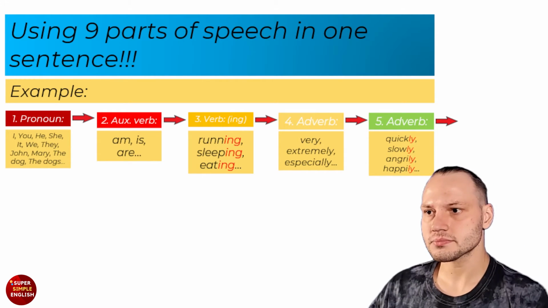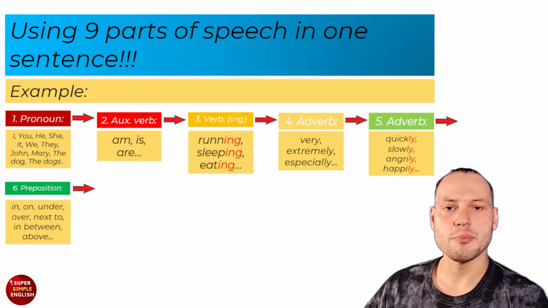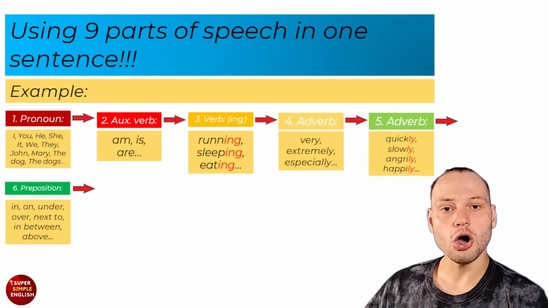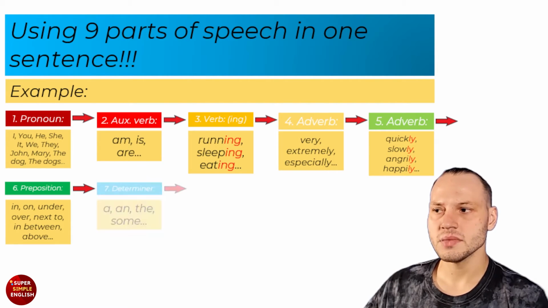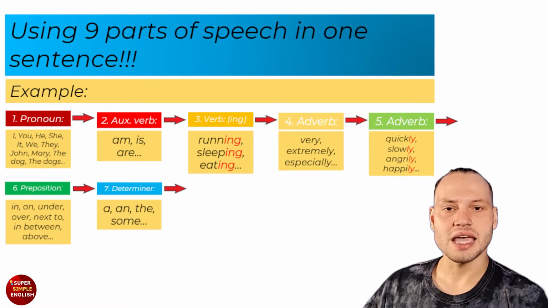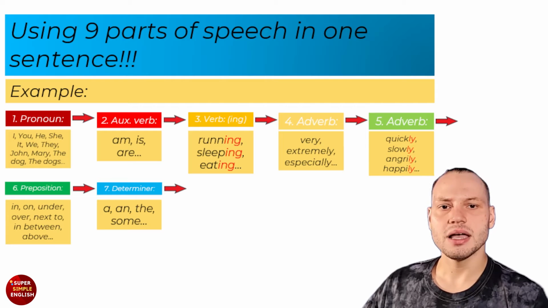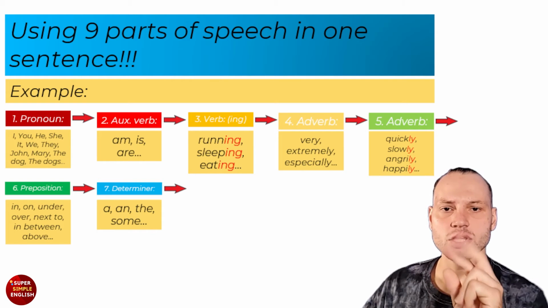Okay? After that, we put a preposition in the sentence. A preposition shows time or place. Today's prepositions show place. In, on, under, over, next to, in between, or above. After your preposition comes a determiner. A determiner is also called an article, and it tells you what or how many. For example, a and an show one.